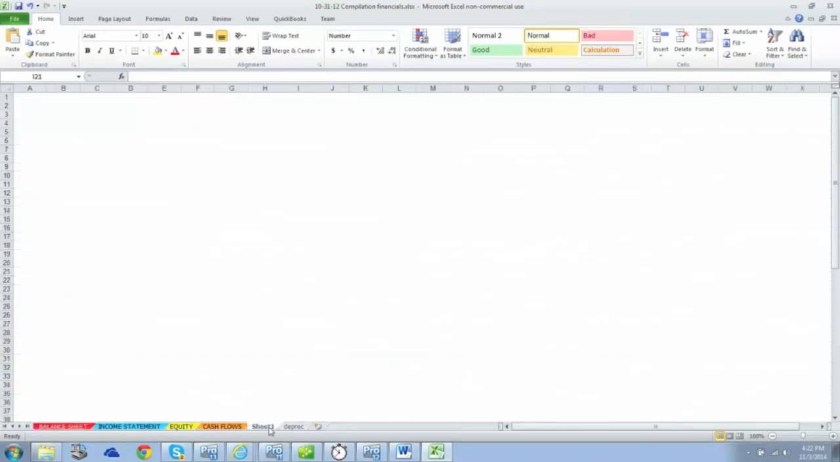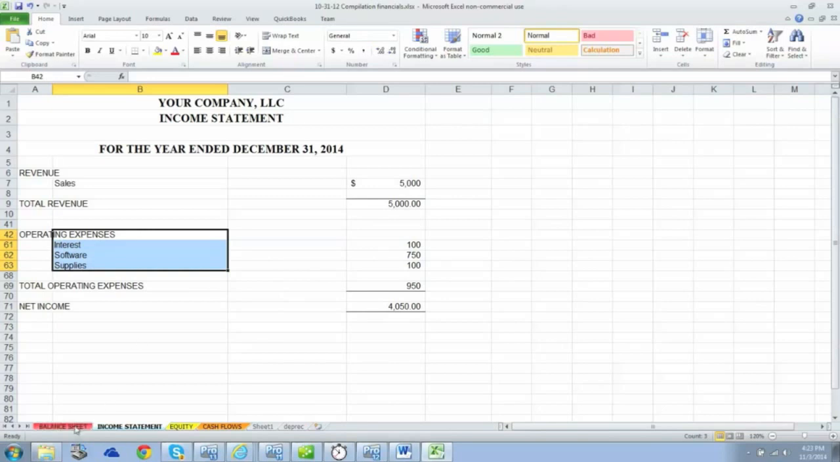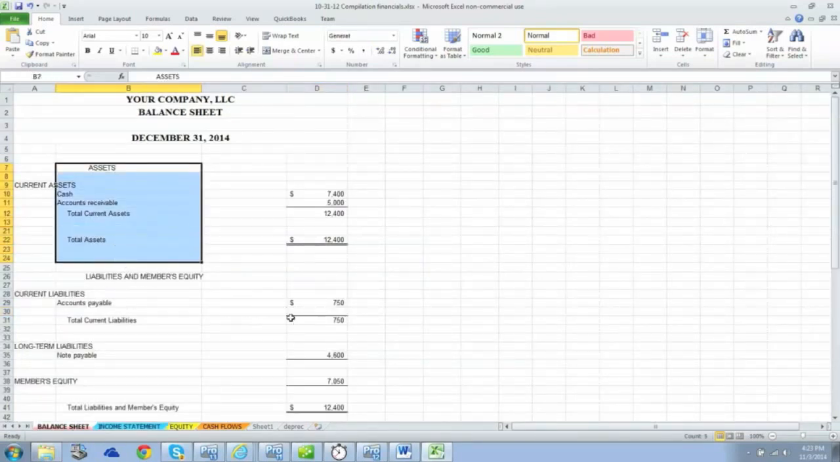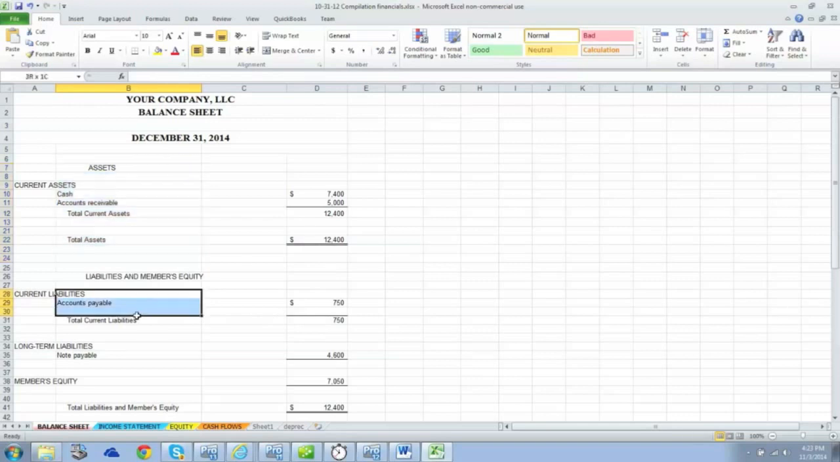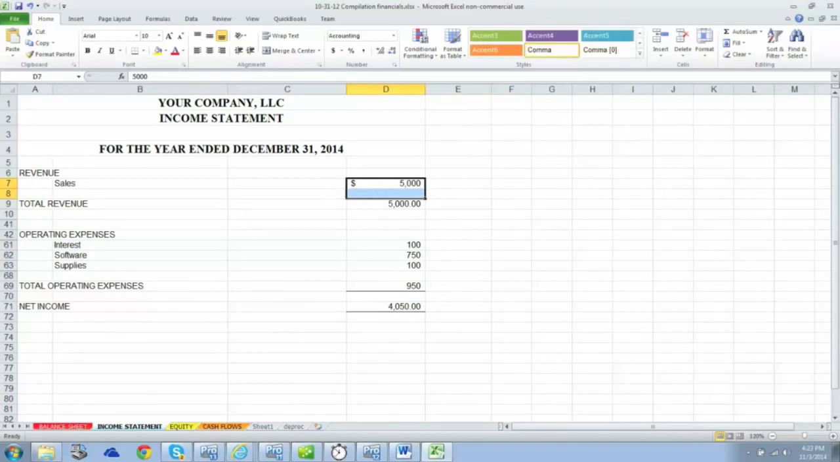Here are some of the transactions right here. The first transaction is your company purchases supplies from a vendor for $100 and they pay cash. So remember, debits increase assets and expenses. Credits increase liabilities, revenue, and equity. The expenses are on your income statement, and these are the assets. Credits increase liabilities and equity and revenues. That's pretty important to remember.